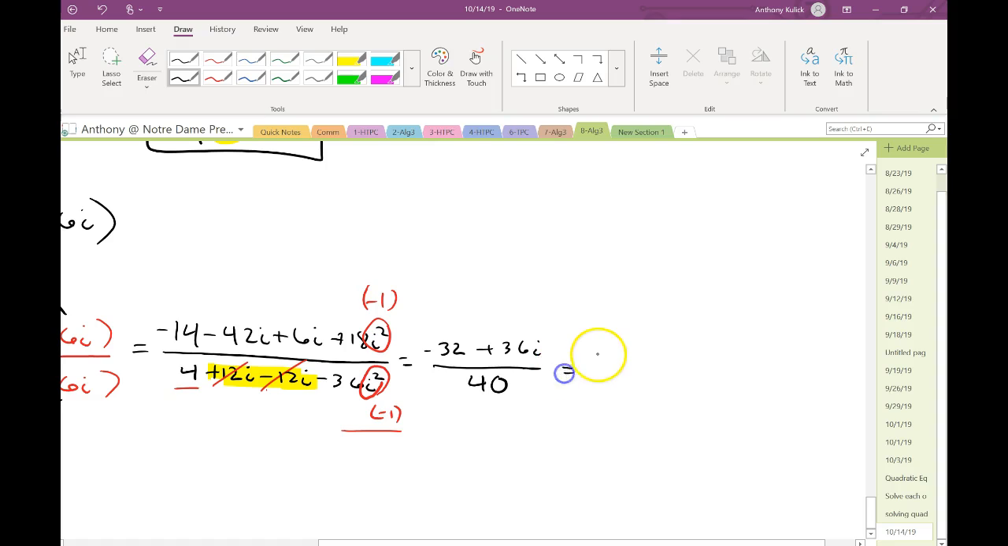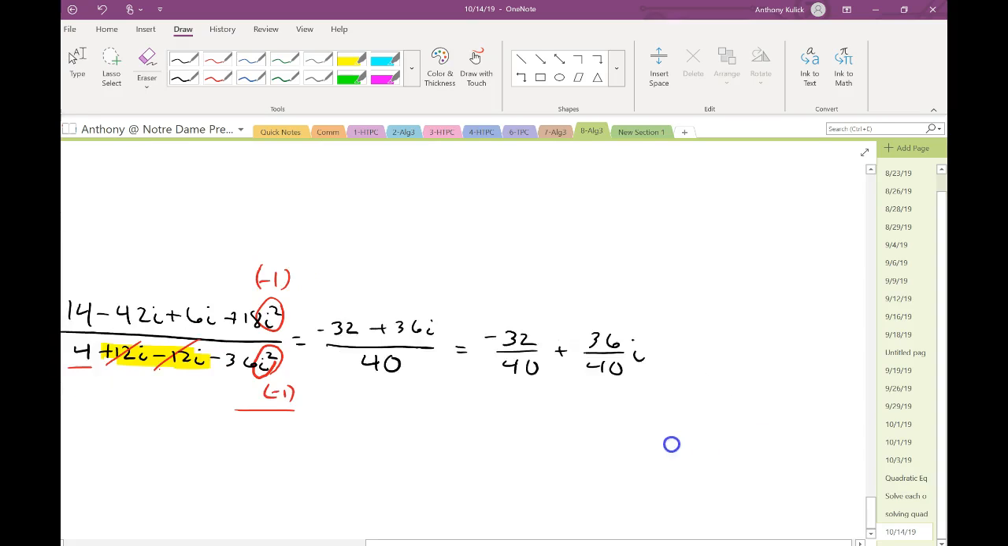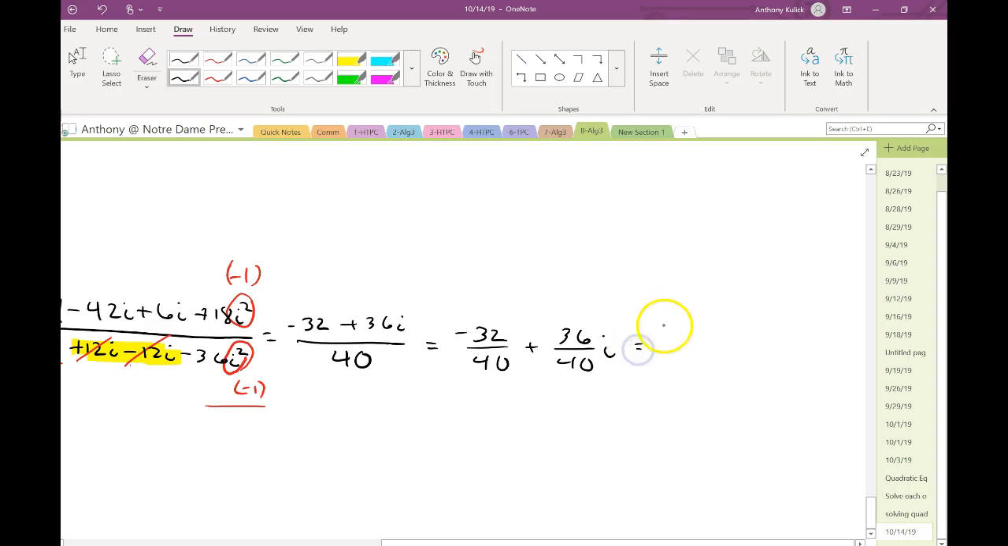And now I'm just going to write this as a complex number. That's going to be 32 over 40 plus 36 over 40i. But look at those fractions that we have there. Do you notice anything about those? They can reduce, yeah. So -32 over 40 becomes -4/5. And 36 over 40 becomes 9 over 10.